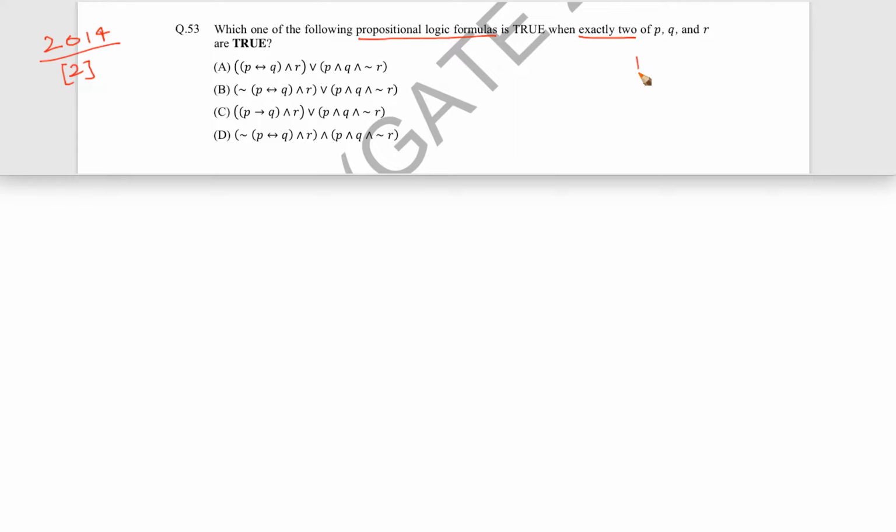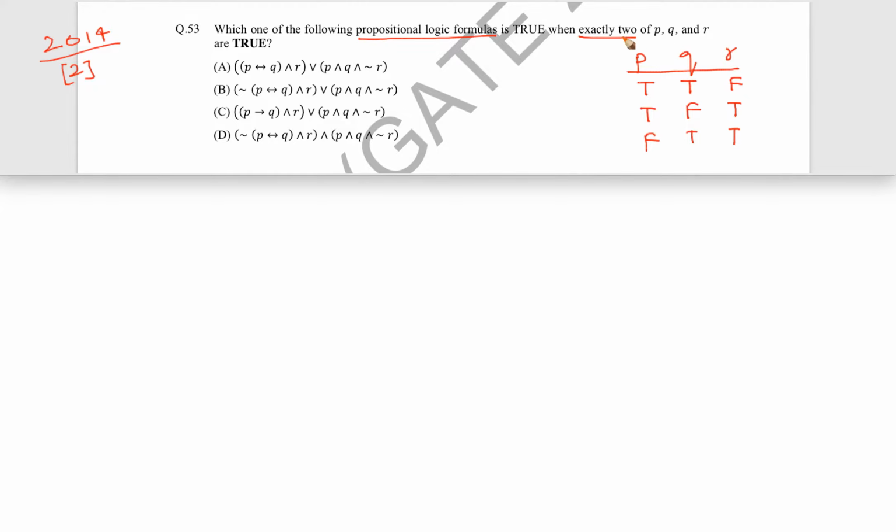So they are saying that P, Q, R are there and exactly two of them have to be true. So for example, if P is true, Q is true, then R has to be false. Or let's say this is true and this is false and this is true, so exactly one, which is Q, is false and the rest of them, P and R, are true. Or if this is false, then the other two are true.